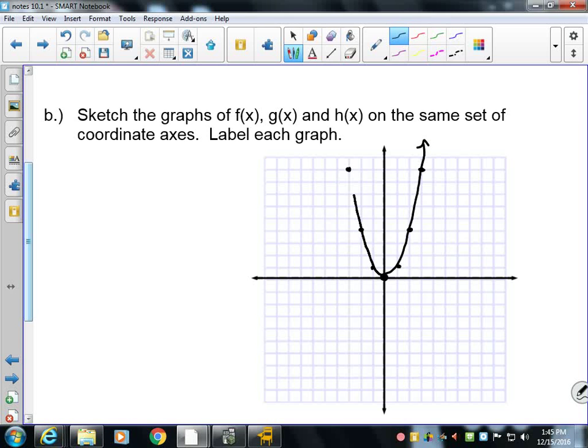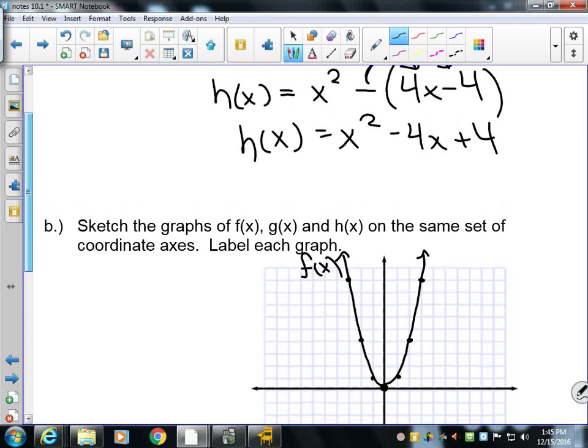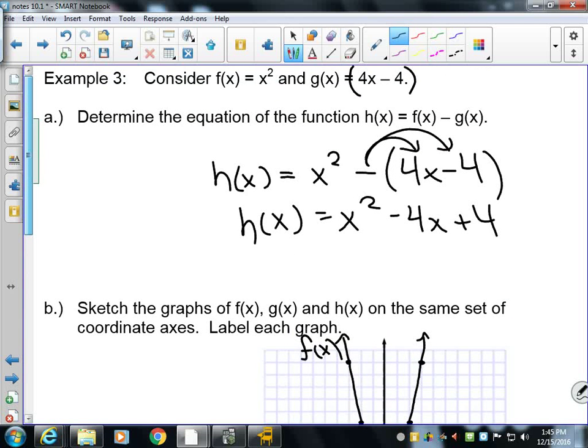Now, when we look at the domain of this, you guys, what do you see? Domain has to be, x has, no. Domain goes on forever, sorry. Y is greater than 0. Okay. The second one, so I better label this f of x. The second one is 4x minus 4.